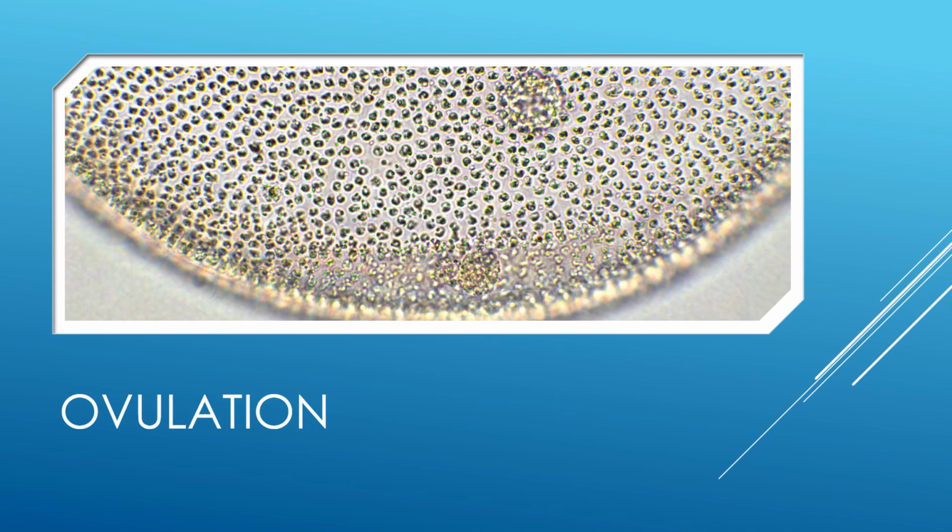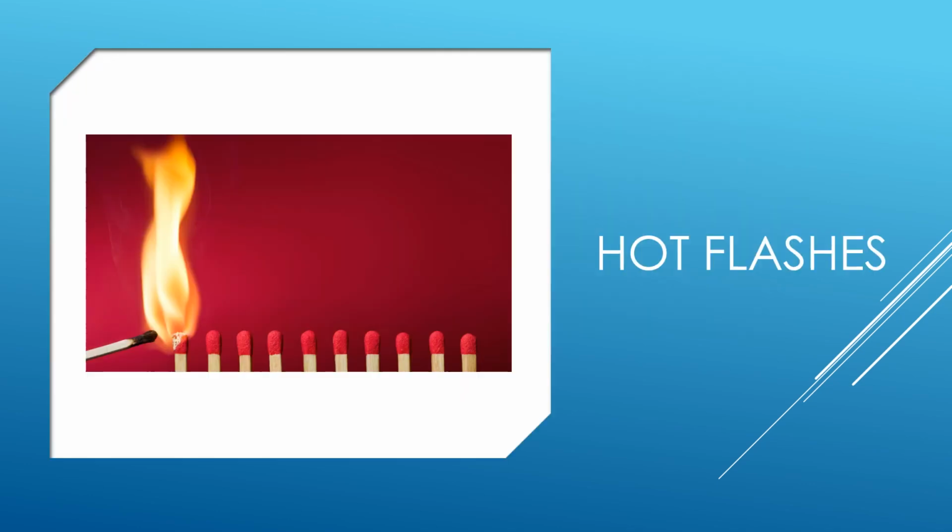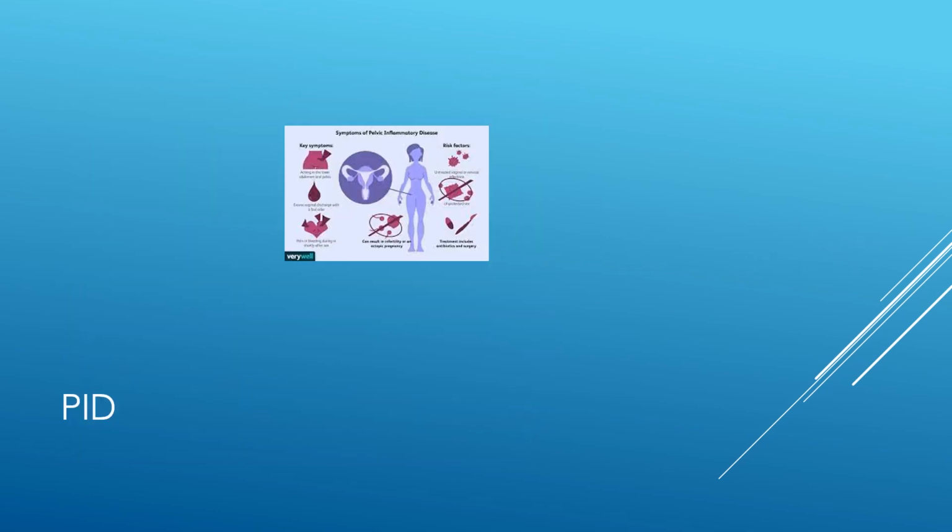Ovulation is caused by a sudden increase of LH, or luteinizing hormone. Hot flashes are caused by changes in estrogen. Pelvic inflammatory disease increases your risk of uterine cancer and also decreases your chances of being able to get pregnant.